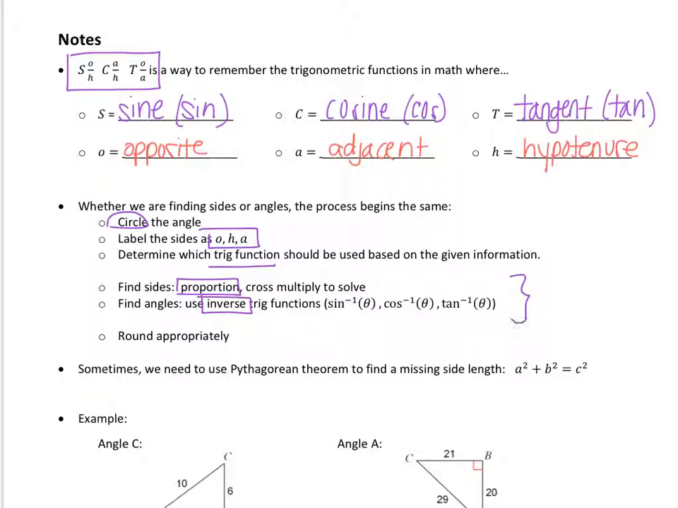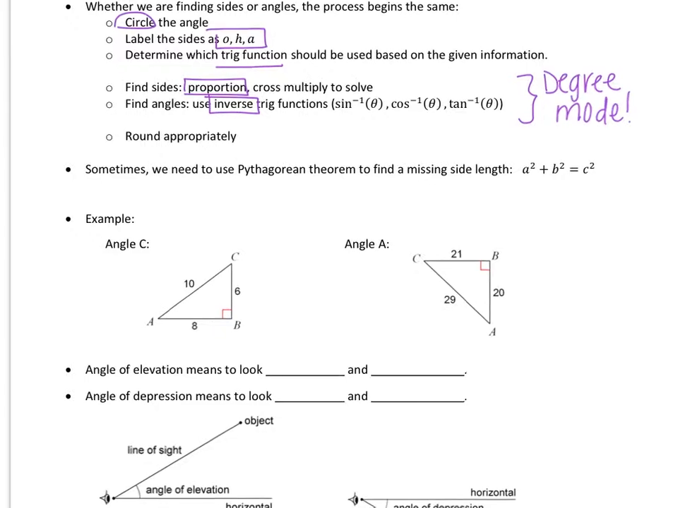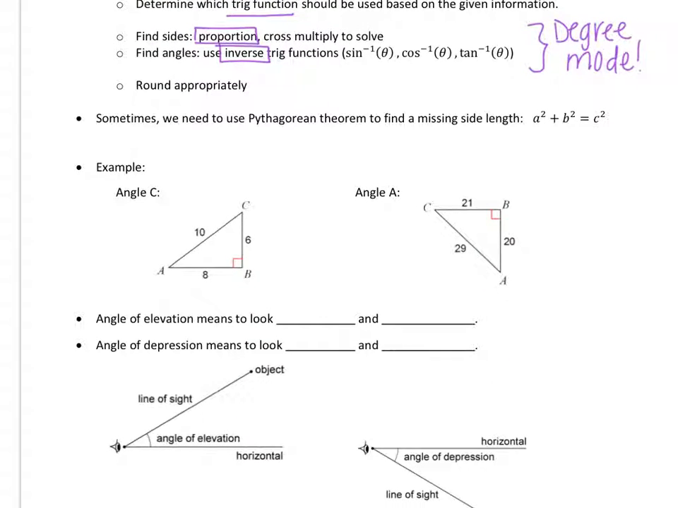Now, regardless of what you use, whether it's for sides or angles, you need to make sure your calculator is in degree mode. If you're not sure how to change it, ask a teacher around you or Google it. Alright. Then the last step here says to round appropriately. So whether it's to the 10th, the 100th, the whole degree, whatever it is, make sure you're rounding appropriately.